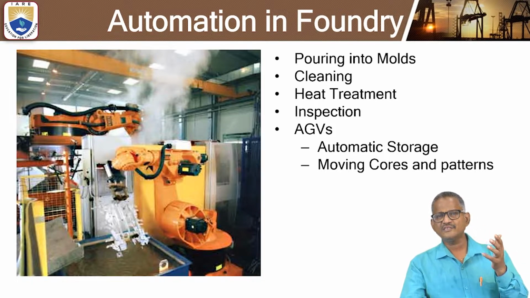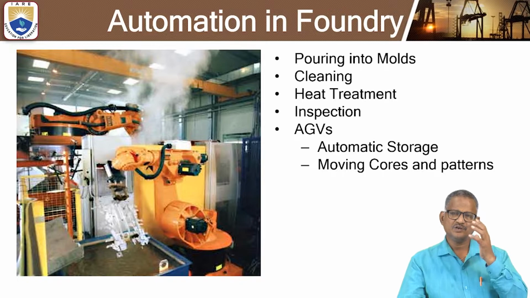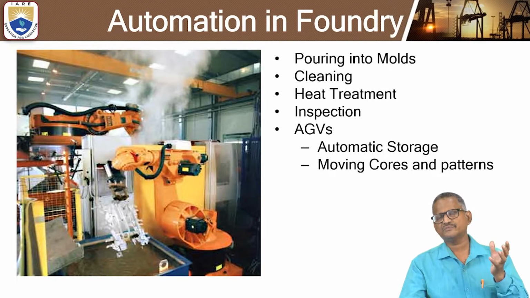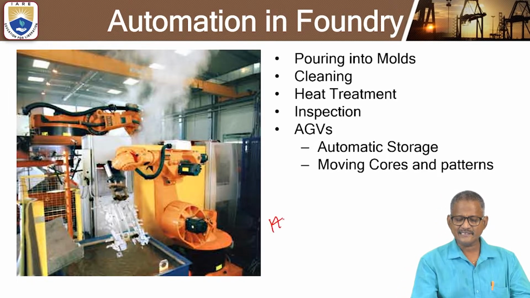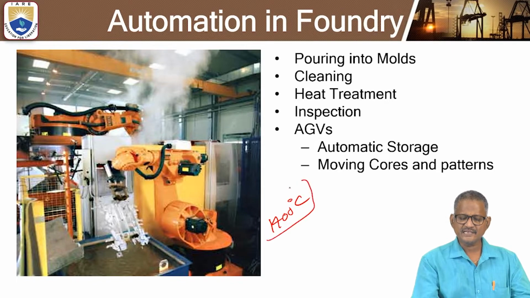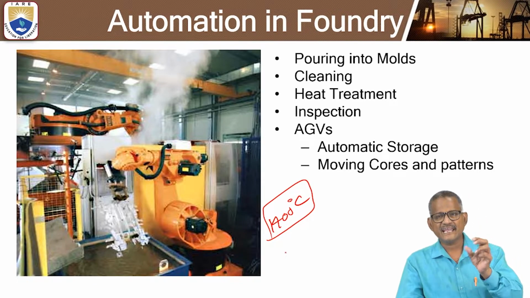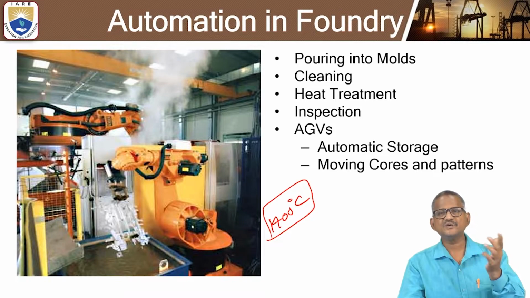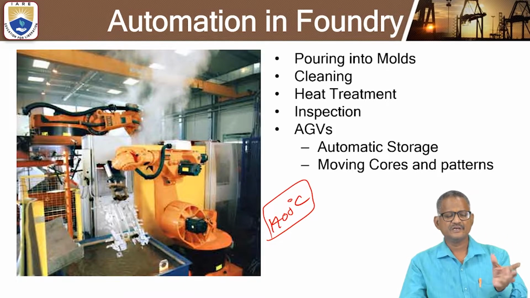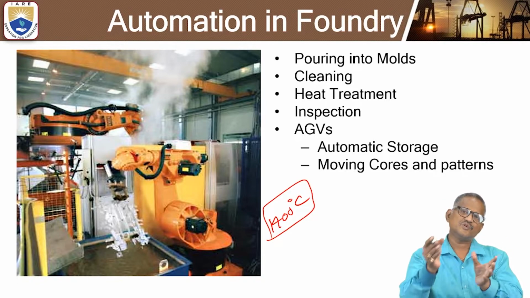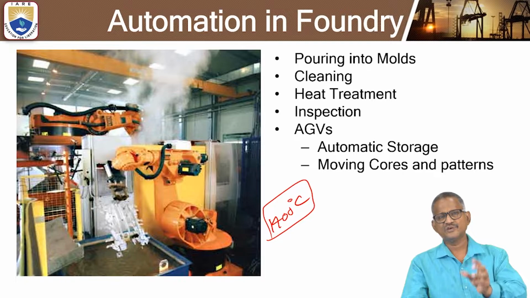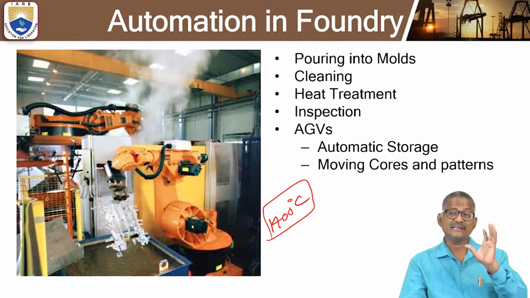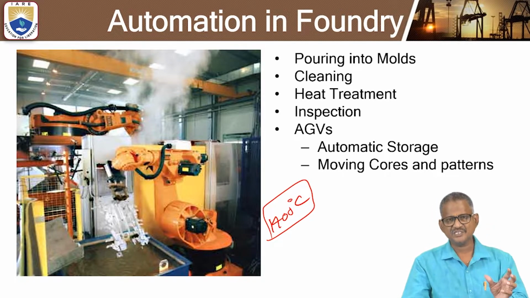In this process, it is dangerous for a human being because it is a hot condition, with more than 1400 degrees centigrade temperature. At that temperature, a human being cannot handle the molten metal. Obviously, you can prefer a robot for pouring the molten metal into the mold cavity. That is why you can use a robot for pouring the molds, and cleaning or shot blasting machines also come under automation.